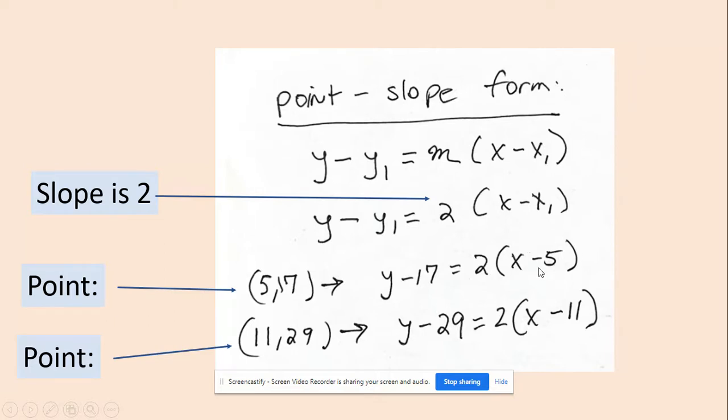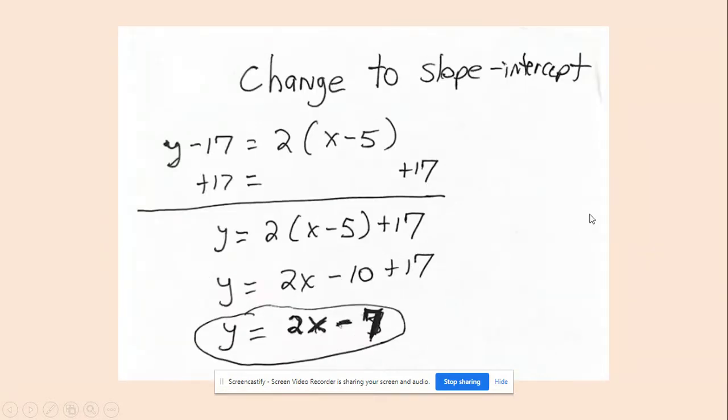Now we can do the exact same thing with the other point. The other point is (11, 29). And you can see once again, we're going to put in our 29 where it belongs by the y, y minus 29, that's the y part. 2 is our slope, and then in parentheses, x minus the x part, which is 11. So two different equations, they look completely different, but I think you're going to notice something when we get to the next page. And that's this, the change to slope-intercept form.